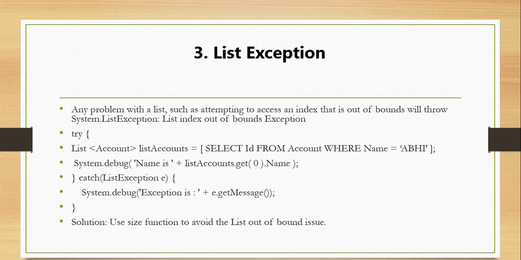List exception. Any problem with a list, such as attempting to access an index that is out of bounds, will throw System.ListException. For example, List<Account> where the query is select Id from Account where Name = 'Abhi', then System.debug it. So what is the solution to avoid this? Use the size function to avoid the list out of bounds error.